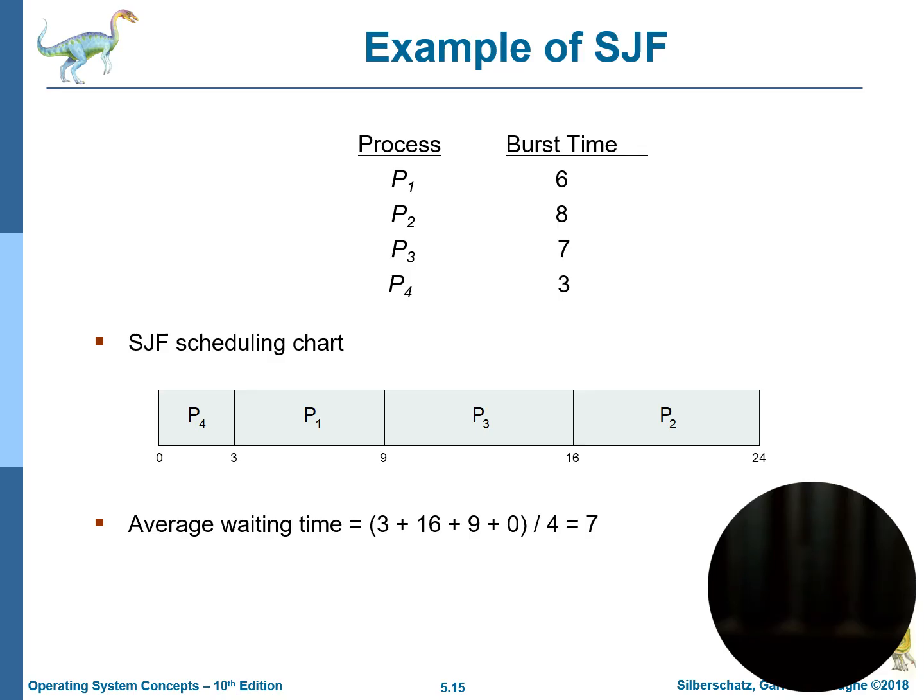So look at what is happening. We are going to start by executing P4. Then we come to P1. Then we come to P3. Then we come to P2. P2 is going to be the last process to be executed because it takes the longest time. So look at the average waiting time there, which is 7. Right?